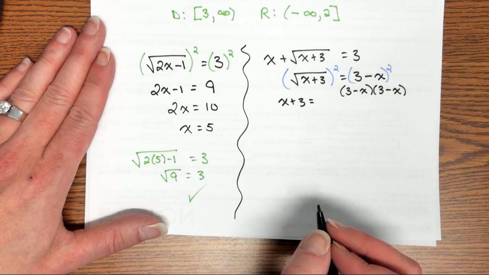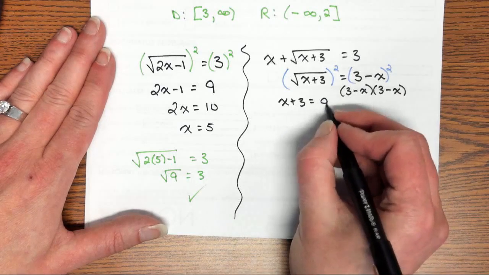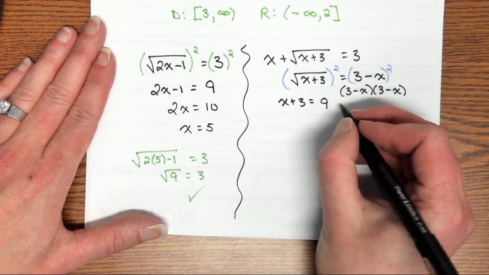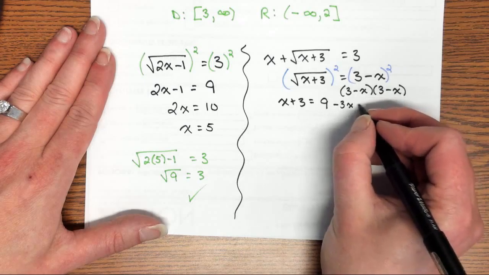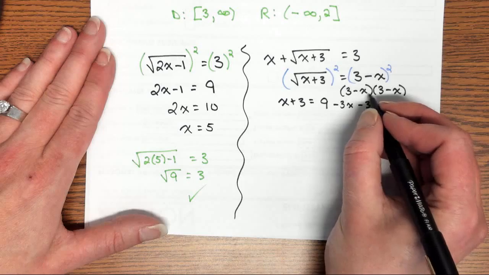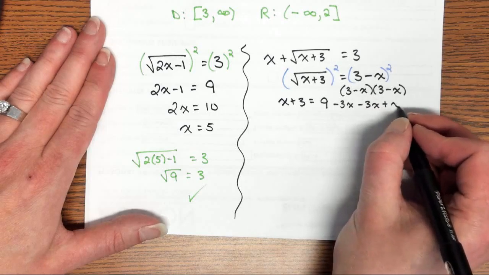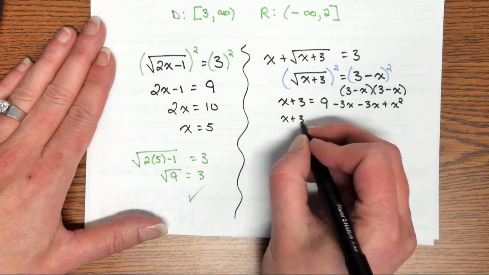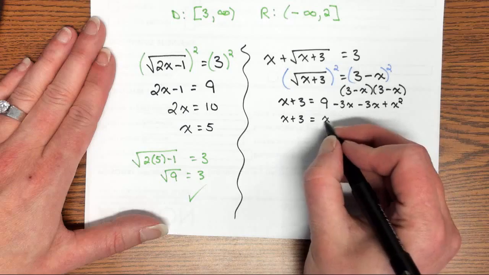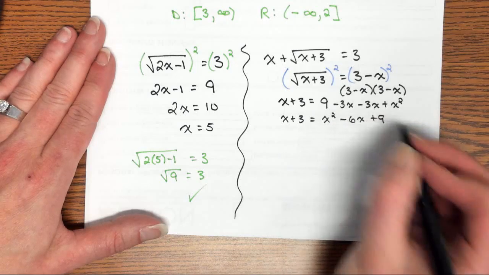Now we need to FOIL. 3 times 3 is 9. 3 times negative x is a negative 3x. Negative x times 3 is a negative 3x. Negative x times a negative x would be a positive x squared. So let's clean that up a little bit on that right side. That's x squared, negative 6x, plus 9.